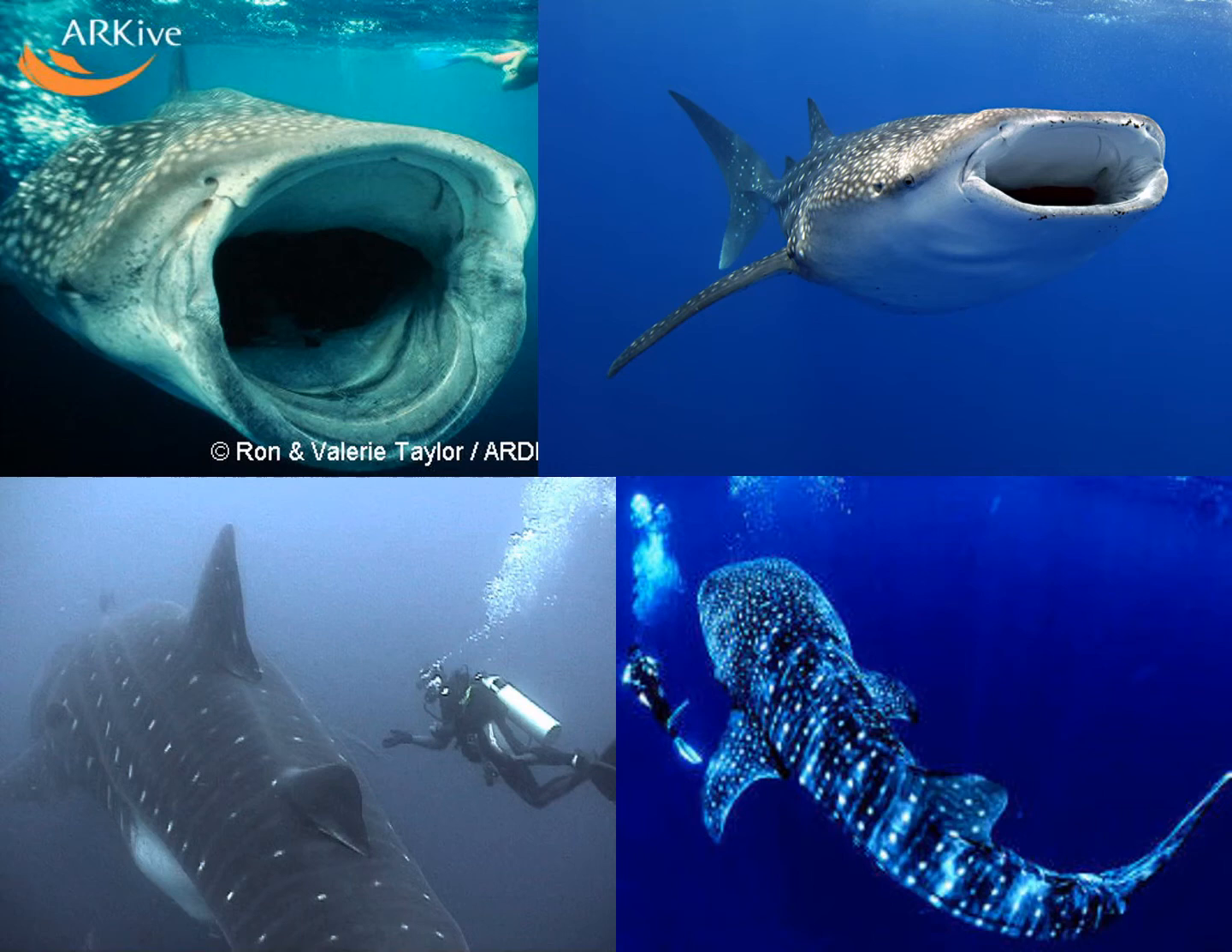Here's the largest current living fish. This is a whale shark. Very, very large, but actually a filter feeder. So they will swim around in usually fairly shallow depths, and they will filter in plankton.